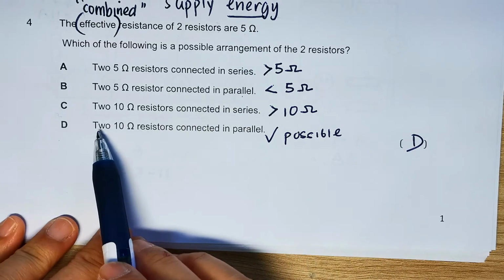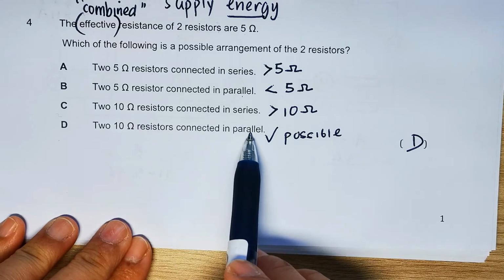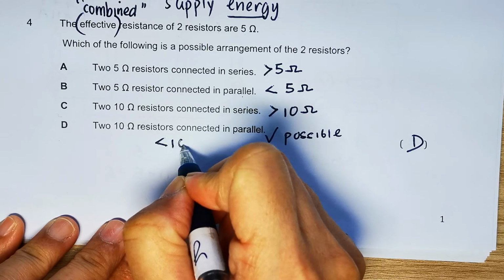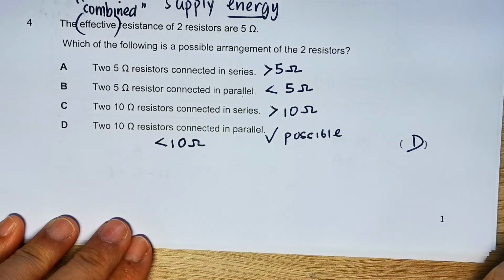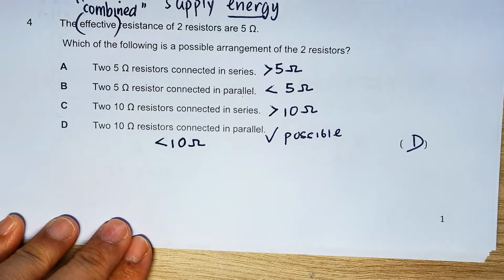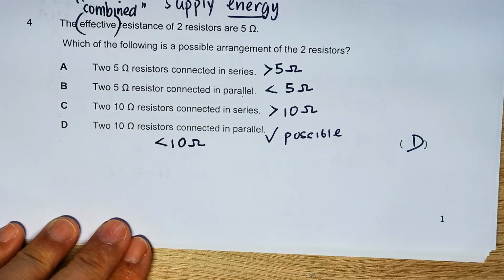So that leaves us with only the last one, where you have two 10 ohm resistors connected in parallel, because that would mean the effective resistance must be smaller, smaller than 10. So this is the only one that is possible, because your answer has to be 5. So 5 is smaller than 10. So D is the answer. Okay.